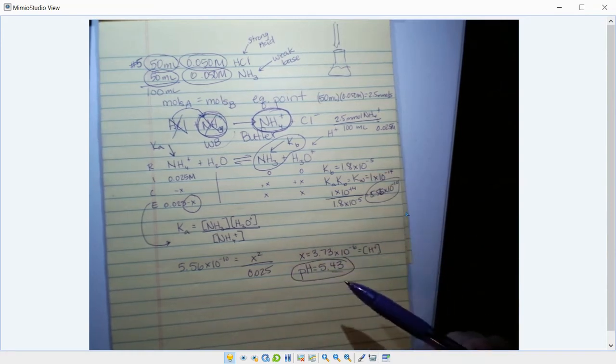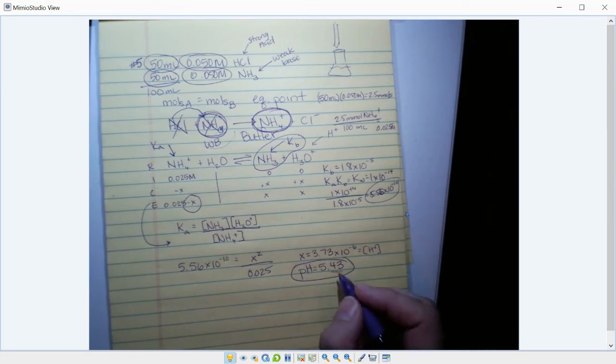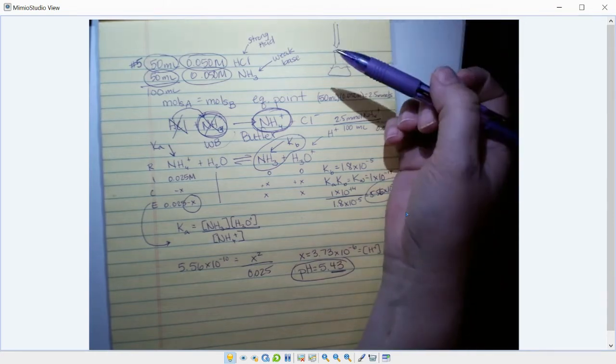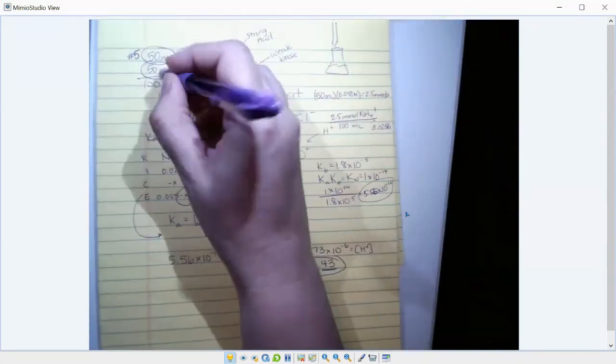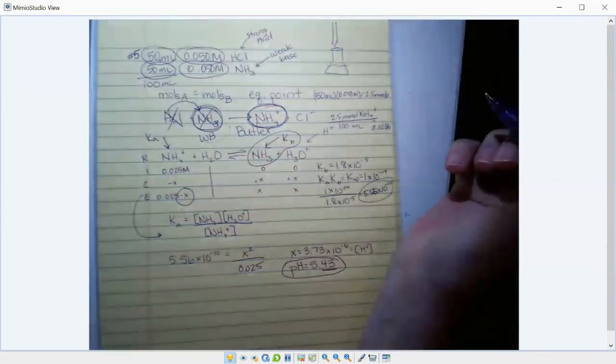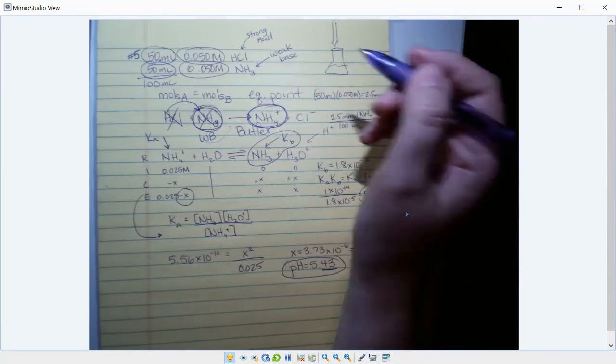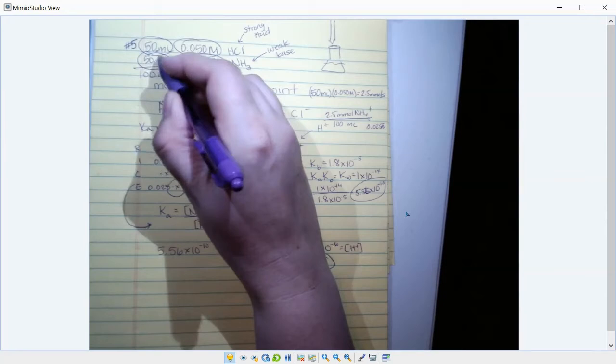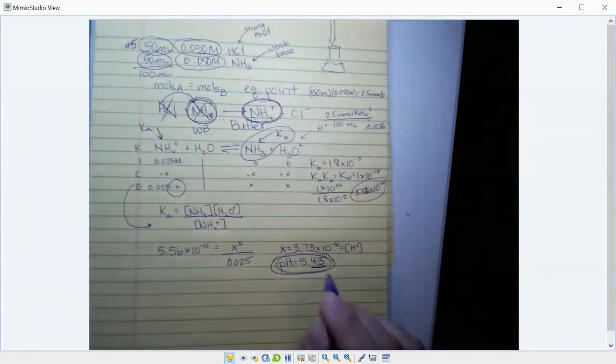And then again, sig figs discussion: since pH is a log value, the number of decimal places needs to match the smallest number of sig figs from our original problem, which I guess technically was 1 because there's not a decimal here. I don't love that. I think the question should have been written with a decimal there so that we would have had 2 sig figs, and then this would be appropriate. Okay.